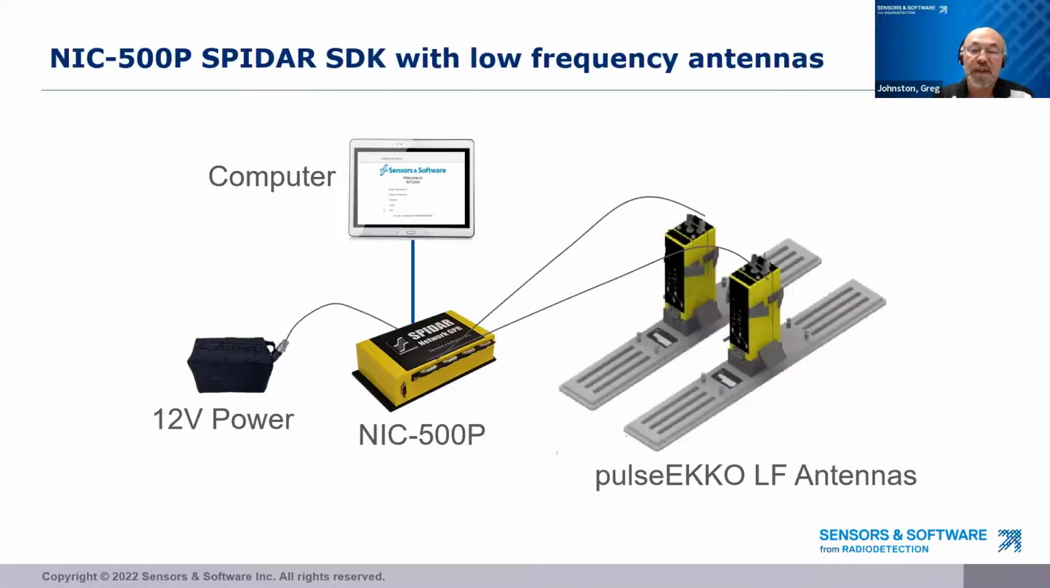This is also a pulse echo system, but this time with 100 megahertz low frequency antennas. And as you saw in the other image, we have antennas down to 12.5 megahertz up to 200 megahertz. We consider those low frequency systems.